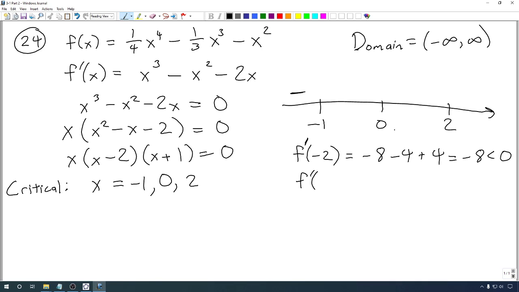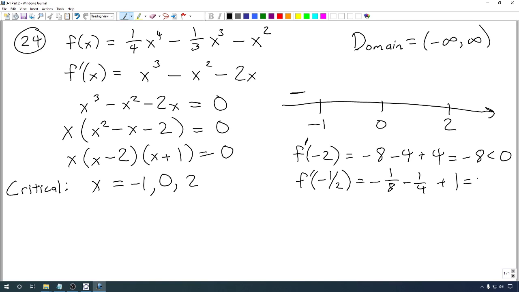Now, probably the most annoying of these intervals is going to be from negative 1 to 0. There's no integers in this interval, so I'm going to have to pick a fraction. I'm going to go ahead and pick just negative 1/2, because that is a number between negative 1 and 0. If we go through that, negative 1/2 cubed is going to be a negative 1/8. Negative 1/2 squared is going to be a positive 1/4, but we're subtracting it. And finally, negative 2 times negative 1/2 is a positive 1.